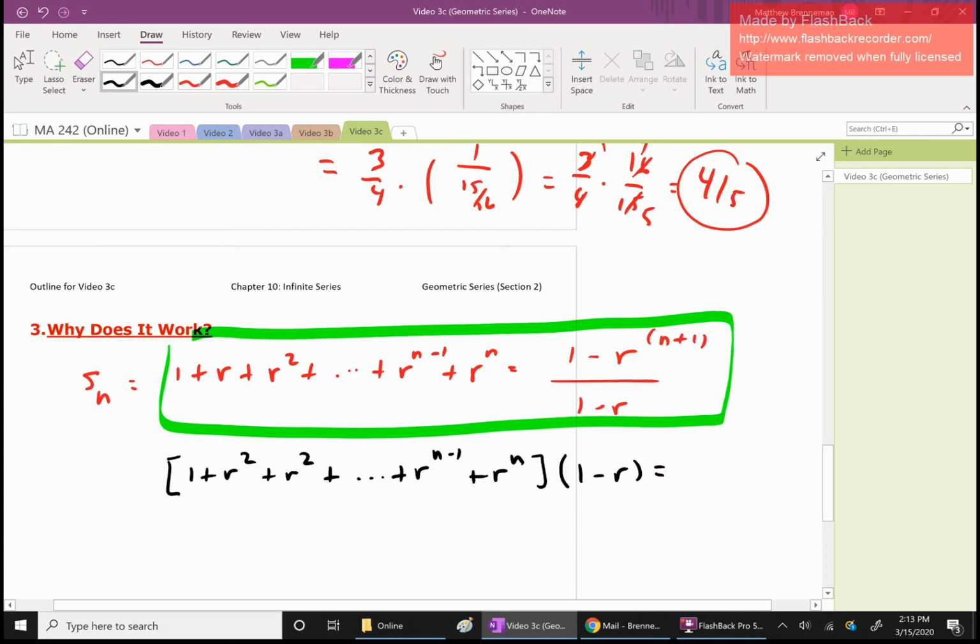If you look at all the terms that we have, when I multiply through by 1, I'm just going to get back 1 plus r plus r squared. Whoops, that should be r to the first, sorry. So when I distribute the 1, I just get back this sum again, plus dot dot dot, r to the n minus 1 plus r to the n.